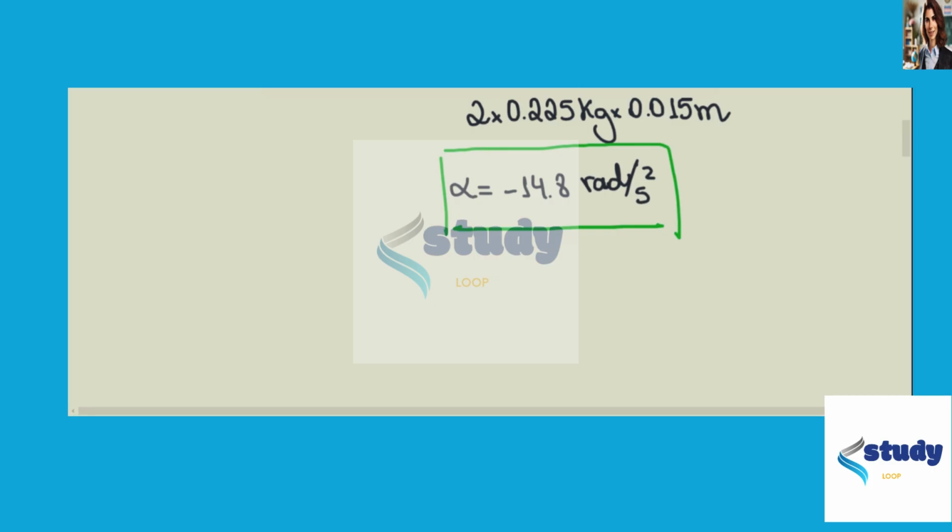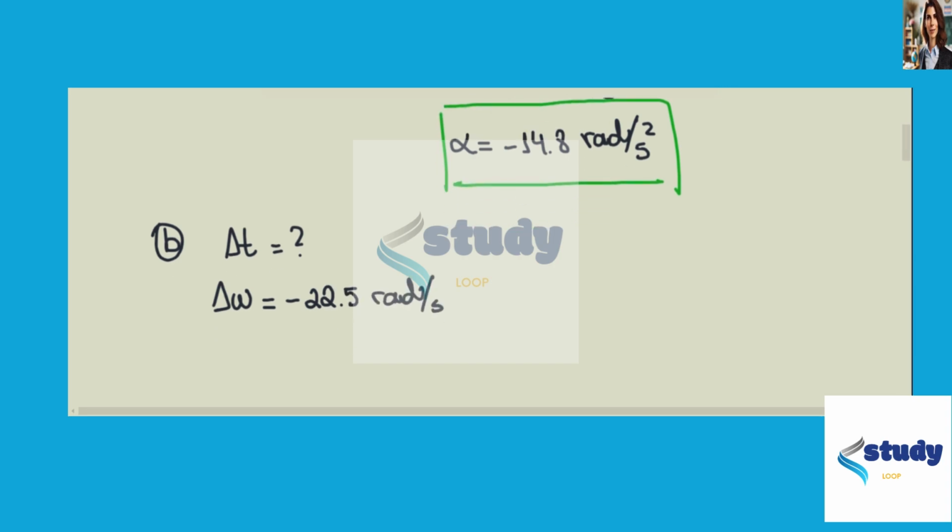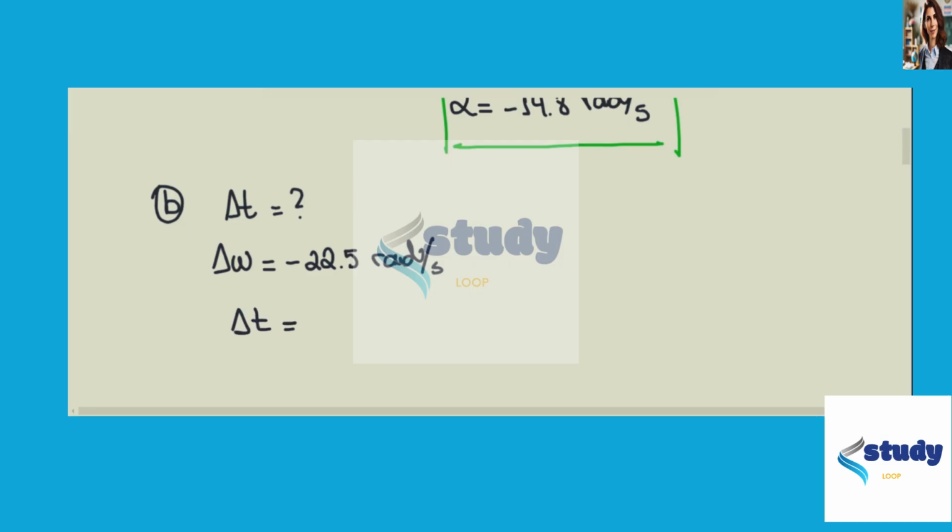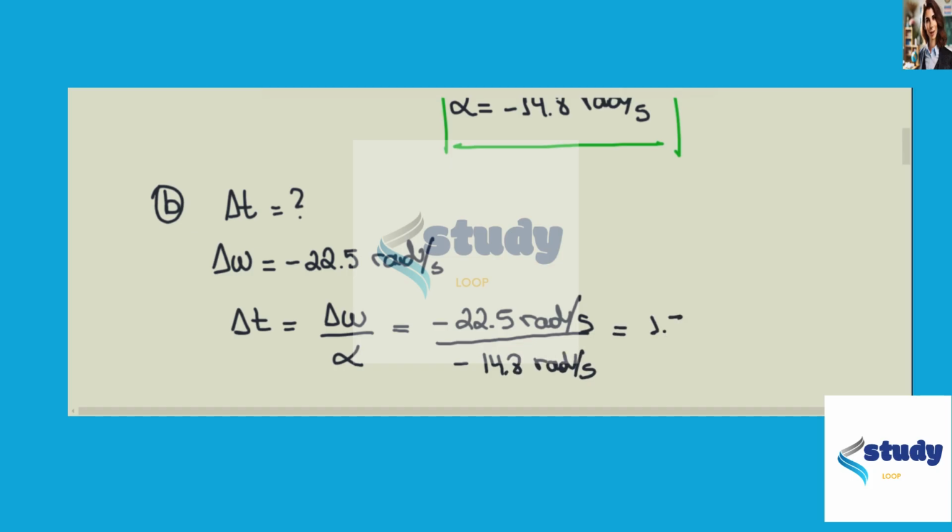And then in question B, we have to calculate how much time it takes for the object to have a variation in the angular speed of minus 22.5 radians per second. So delta t is delta omega divided by alpha, so it's minus 22.5 radians per second divided by minus 14.8 radians per second squared, and this is 1.52 seconds, which concludes our exercise.